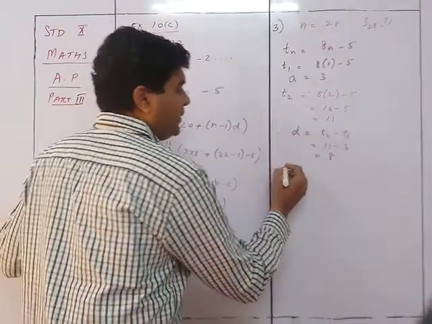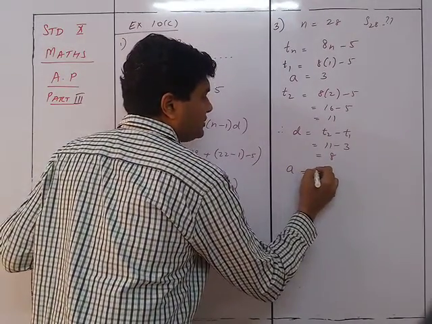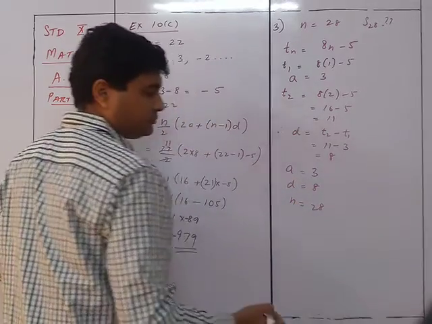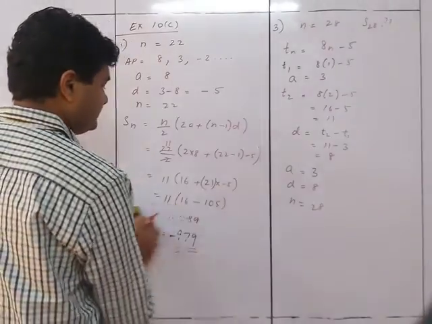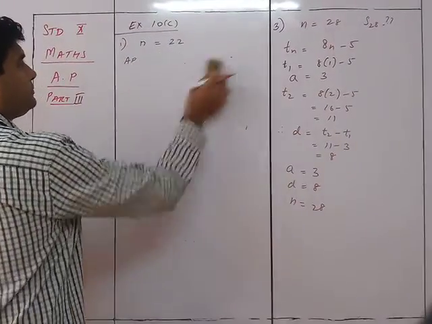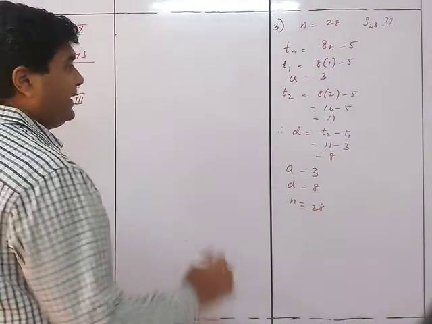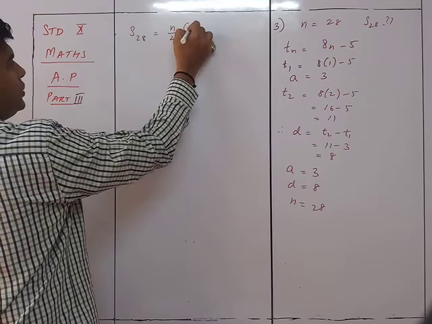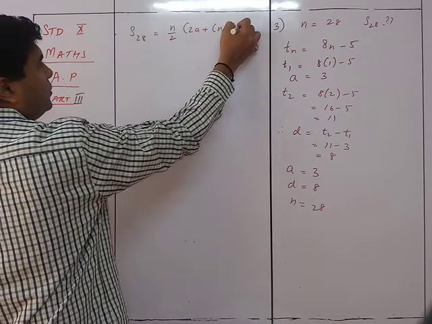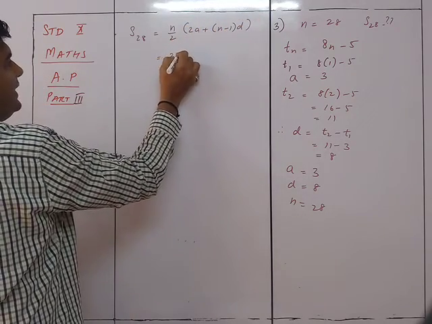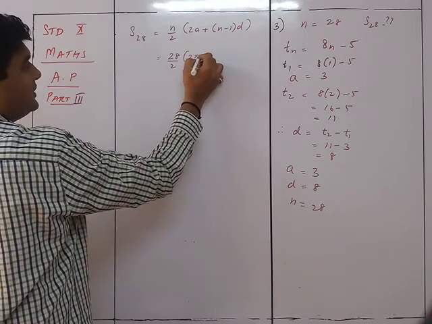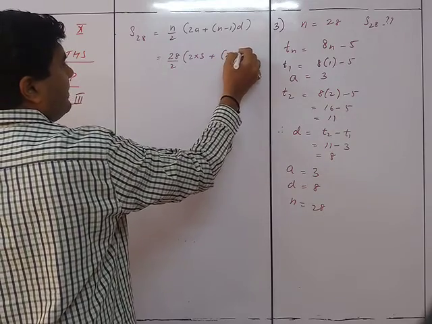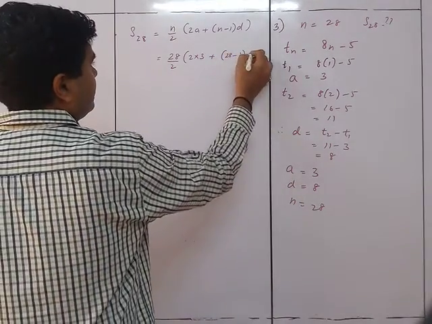So now what do we have got? We have got A is equals to 3, D is equals to 8, N is equals to 28. We just need to put it in the formula. Hence we have S28 is equals to N upon 2, 2A plus N minus 1 into D. That is going to be 28 upon 2, 2 into 3 plus 28 minus 1 into D, which is 8.